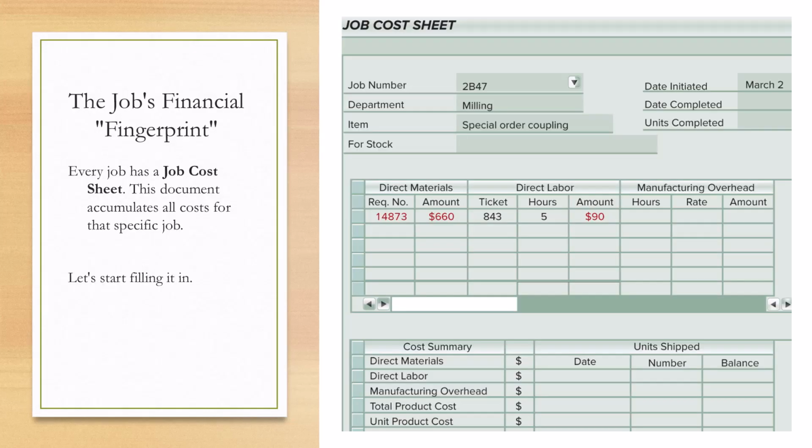The central document in this entire process is the job cost sheet. You can think of it as the job's financial fingerprint. This single document is where all the costs for a specific job are accumulated. As you can see on the partial sheet here for Job 2B47, there are three main sections to track costs: direct materials, direct labor, and manufacturing overhead. Let's begin the process of filling it in.